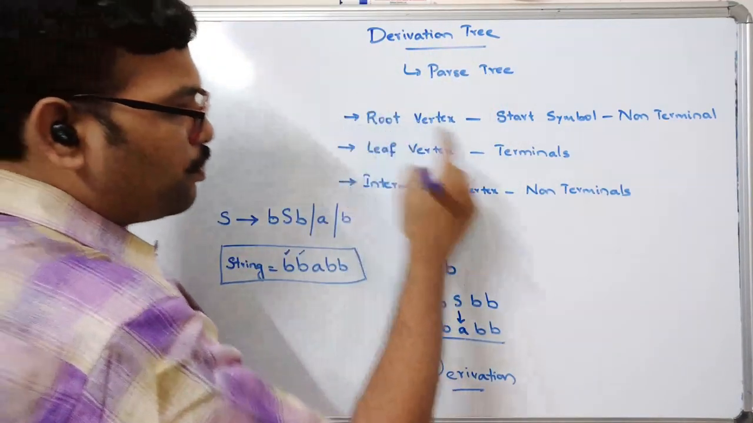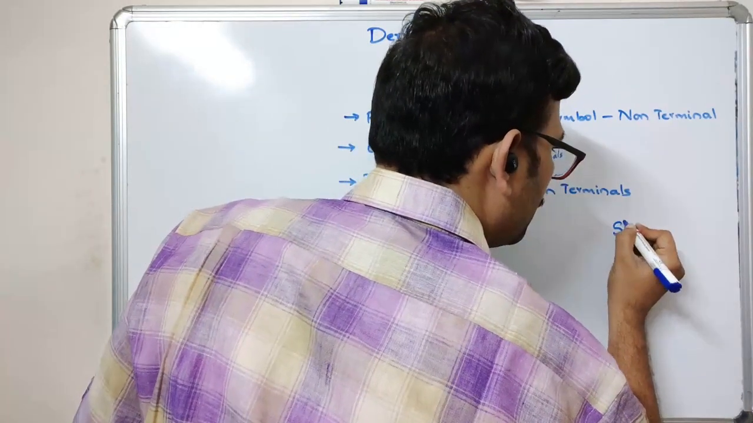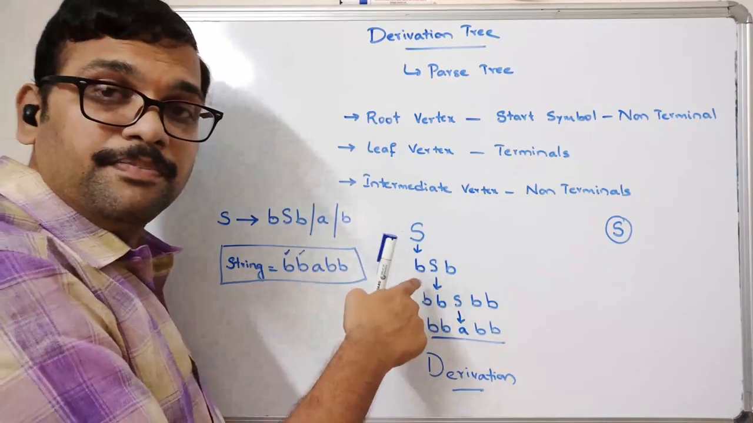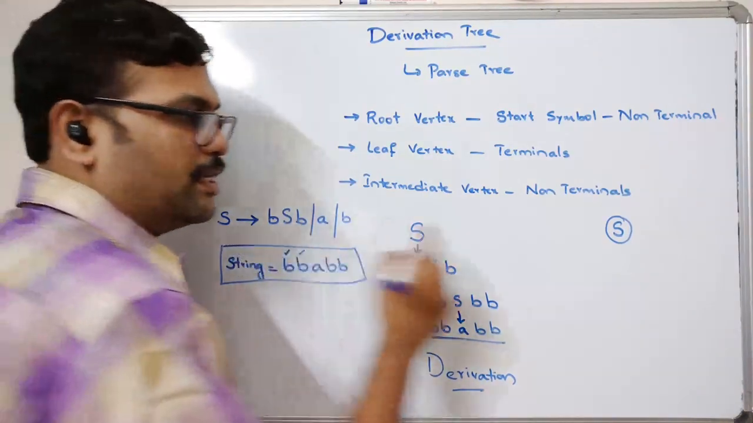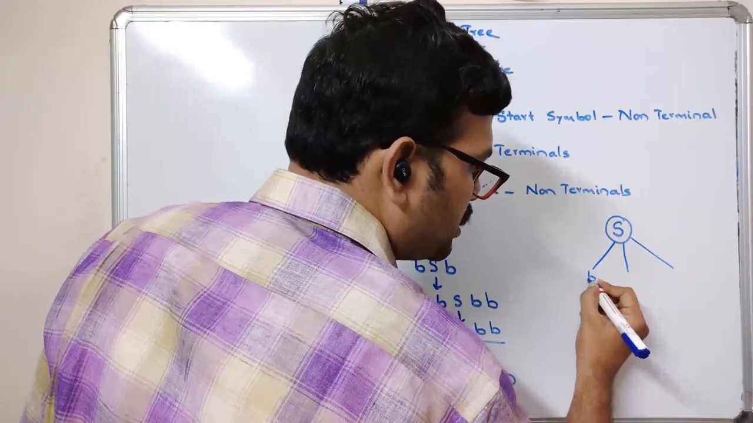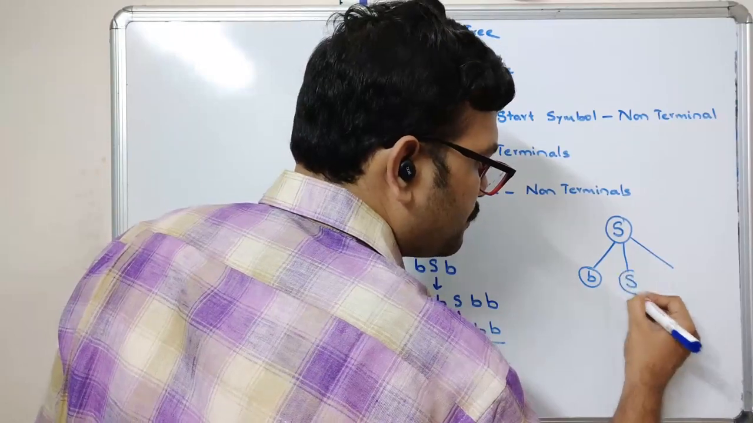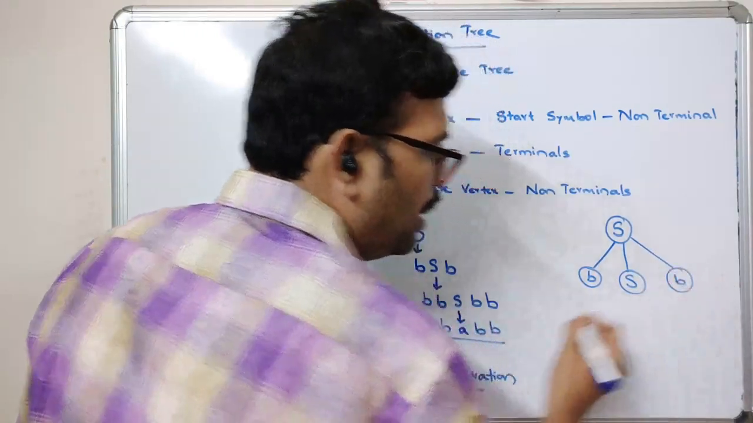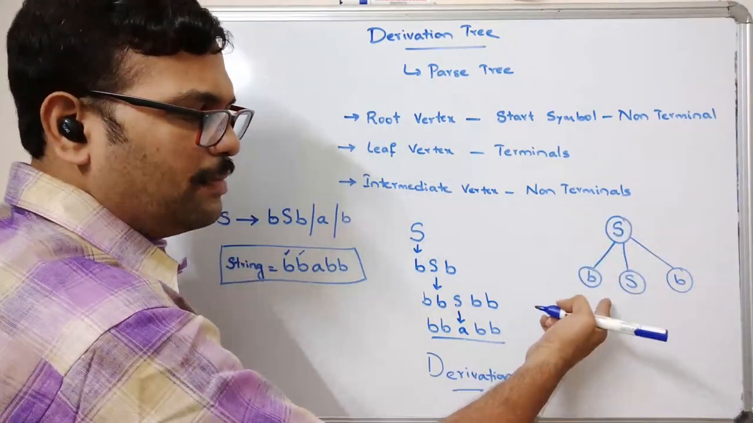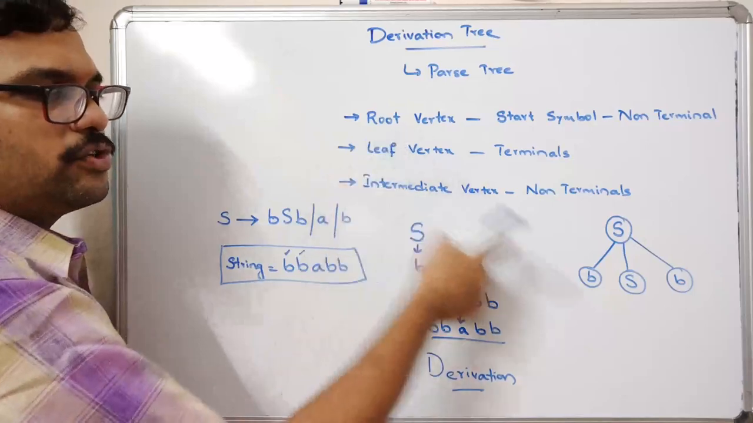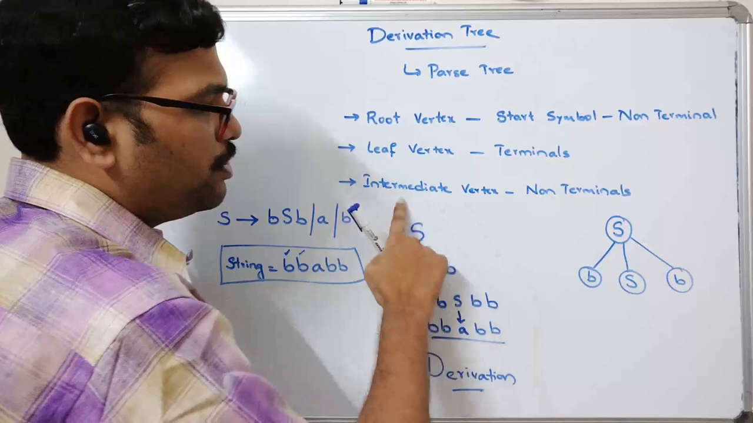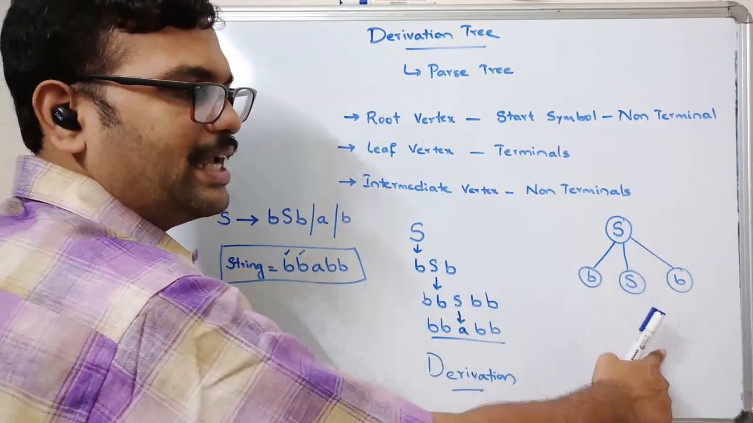So, what is the start symbol? Root vertex, that is S. This is the start symbol. And by S, we are substituting another production, that is bSb. So it will have the branches b, S, b. Here you can observe b are nothing but terminals. If it is a terminal, automatically it will be a leaf vertex, so there will be no expansion, no branches. And S is a non-terminal, so it is an intermediate, so we can expand S again.